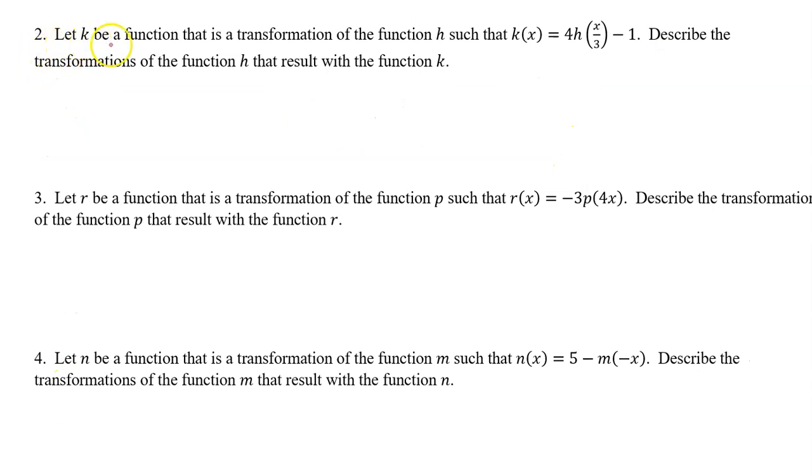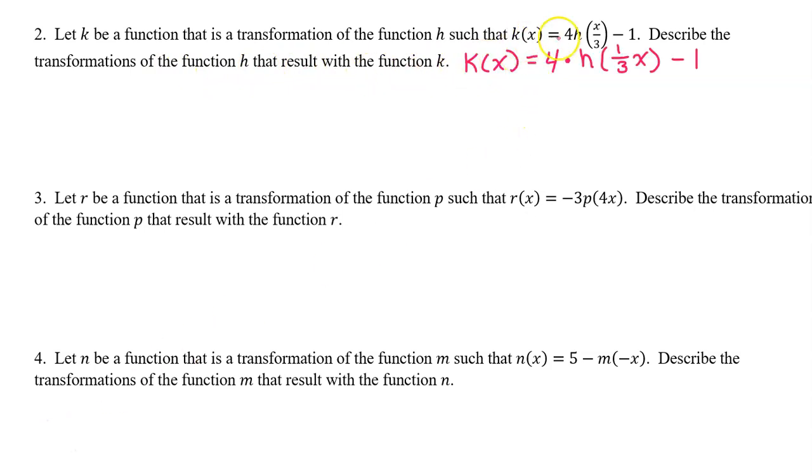Number 2, let k be a function that is a transformation of function h, such that k of x equals 4 times h at x over 3, minus 1. Describe the transformations of the function h that result with the function k.